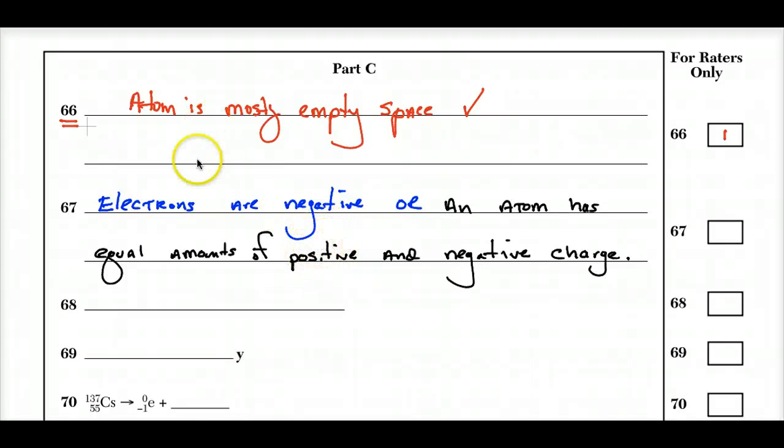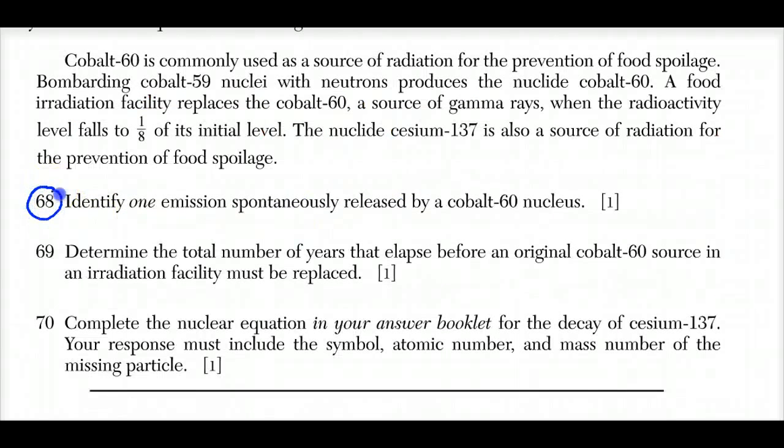Thomson discovered that his electrons, or the particles he found in a cathode ray, were attracted to or deflected toward a positive. An atom has equal amounts of positive and negative charge, and that would give you your point.